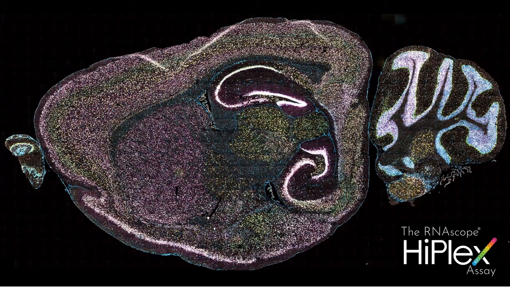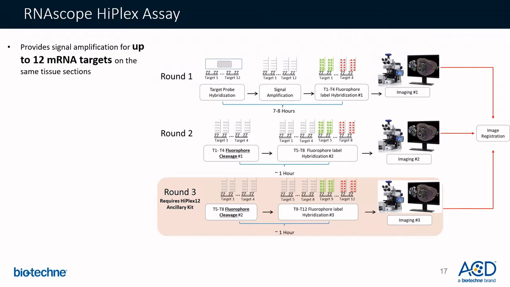So it's really presented a need for a technique that allows you to look at multiplex data, but do it in a spatial context. Because a lot of these discovery transcriptomic tools use dissociated cells. And so you end up losing that spatial and morphological context to that information. So what is the RNAscope HiPlex assay?